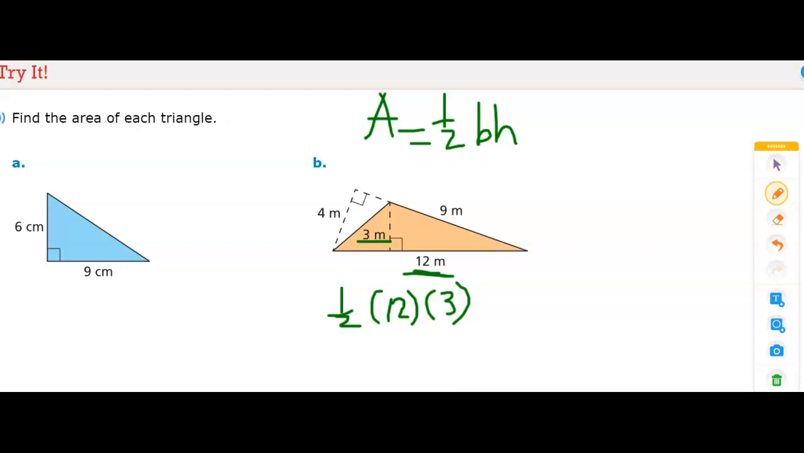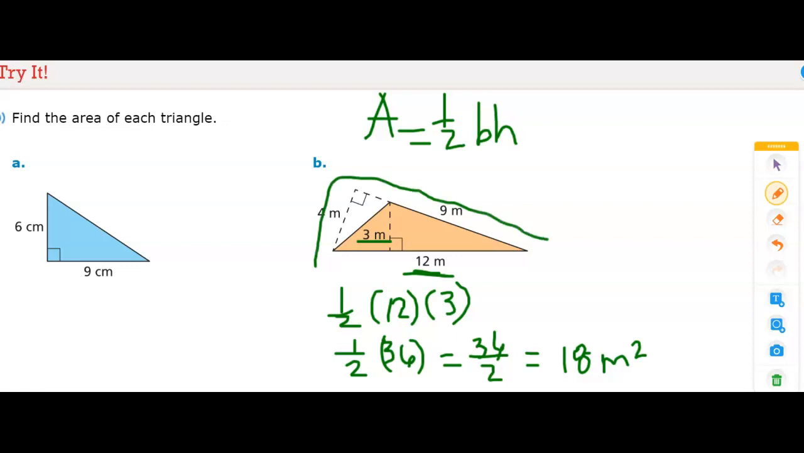We're going to multiply the 12 times 3, and that gives me 36. And then 1/2 of 36, and you can also write that as 36 divided by 2. That's the same meaning. That would equal 18. So the area of that triangle is 18 meters squared. It is possible for you to find the area of this kind of secondary triangle going on here, and you would follow the same steps as we did with that one.